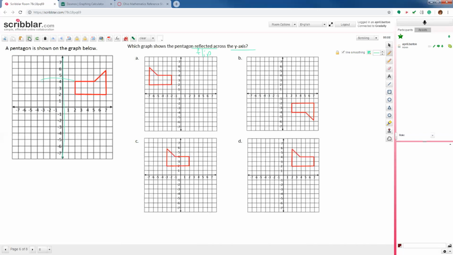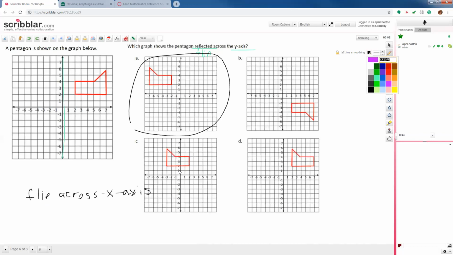So which one gets actually flipped across the y-axis? I want to say A. Yep, good. If it said to flip across the x-axis, that answer is also there. Which one is flipped across the x-axis? B. That one is B. Instead of going to the left, this time we're going down. That is B.